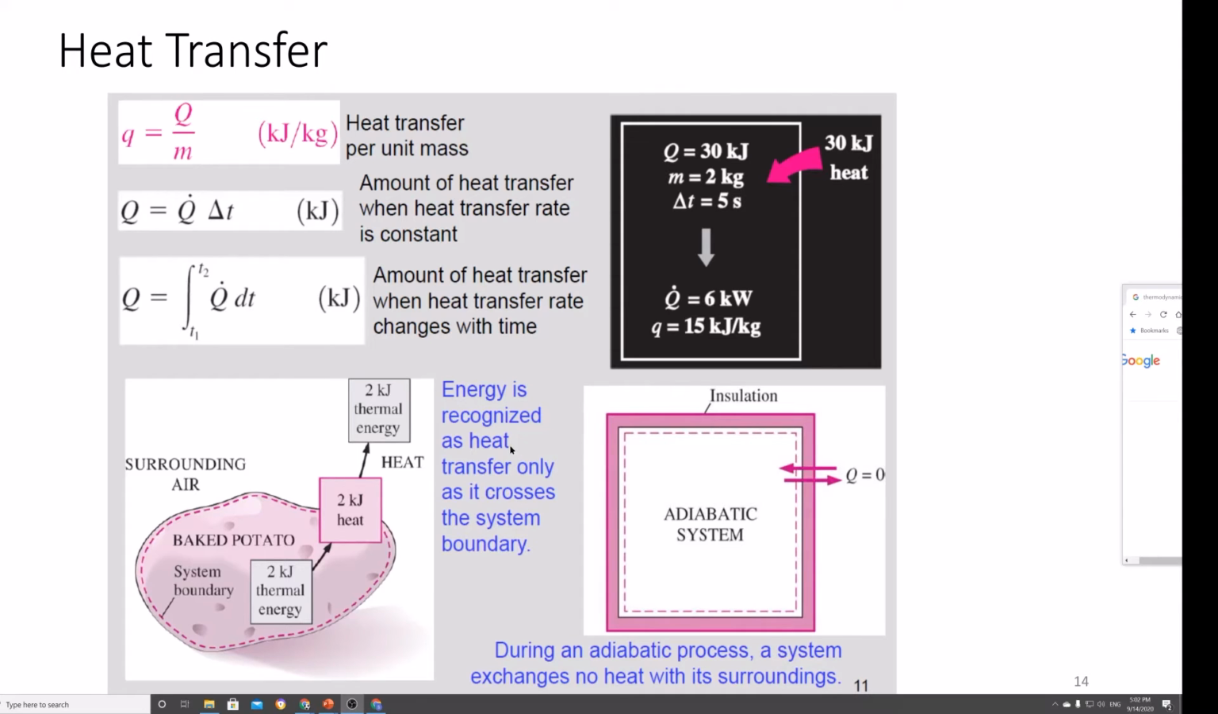So energy is recognized as heat transfer only as it crosses the system boundary. That's the main point here. It's transferring as it crosses the boundary, and that's where we define it. And an adiabatic process, as defined previously, doesn't exchange any heat with its surroundings. No heat goes across the boundary.